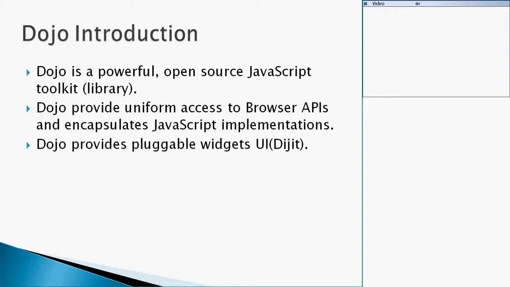Dojo provides pluggable widgets, which are called dijits. These are custom-made widgets which you can just instantiate inside your code, and that's it. The rest of the functionality will be taken care of by the dijits themselves. They are quite handy and save a lot of time.